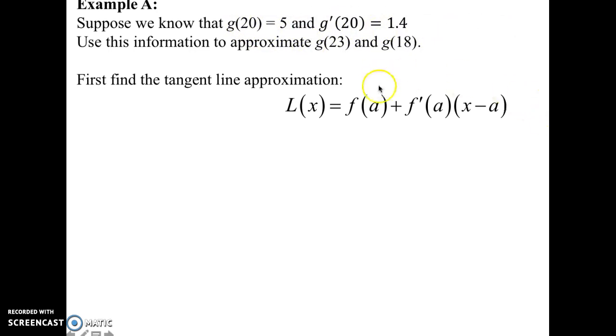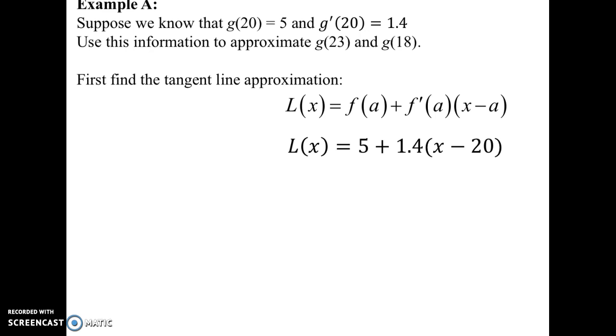So what I'm going to do is use this for the y value of the function, which is 5. The derivative of the function, which I know at 20 was equal to 1.4, and the x coordinate that I'm talking about here is a, which is 20. So I can find the linearization just from the information they gave me. They gave me a point on the curve, which I can put in. Here's the x coordinate, here's the y coordinate, and I can put in the value of the derivative at that point, which is 1.4. I now have a linear approximation to the value of the curve.